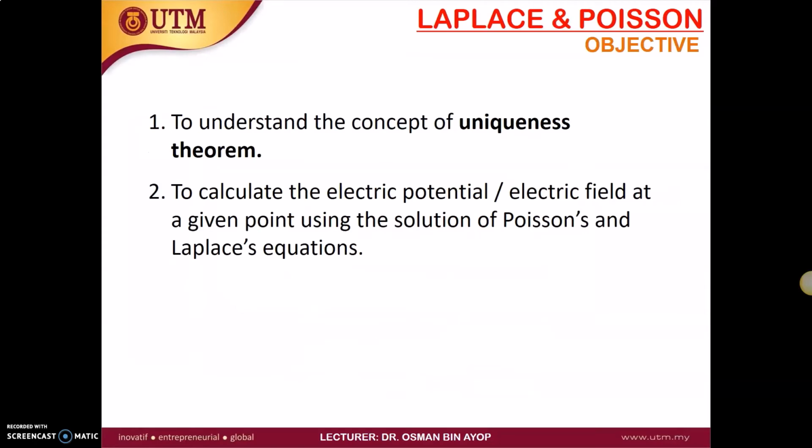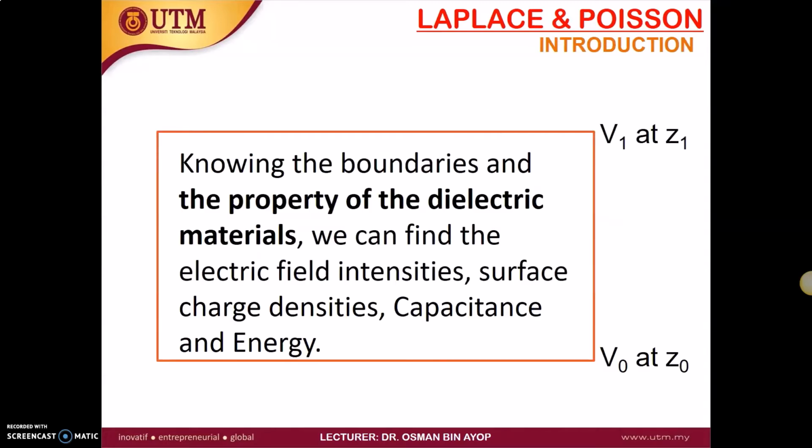The objective for the chapter is first to understand the concept of uniqueness theorems. Second, to calculate the electric potential or electric field intensity at a given point using the solution of Poisson or Laplace equations. Knowing the boundaries and the property of the dielectric material, we can find the electric field intensities, surface charge density, capacitance, and energy. That's why I am telling you before that the capacitance is more important in these chapters.